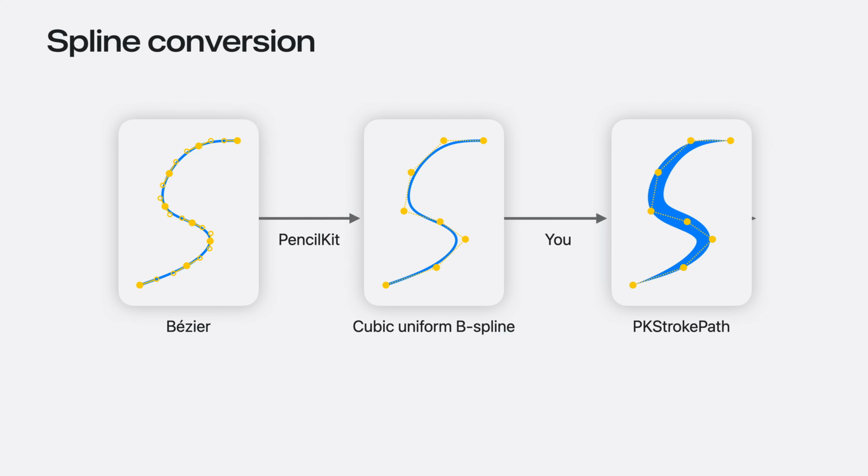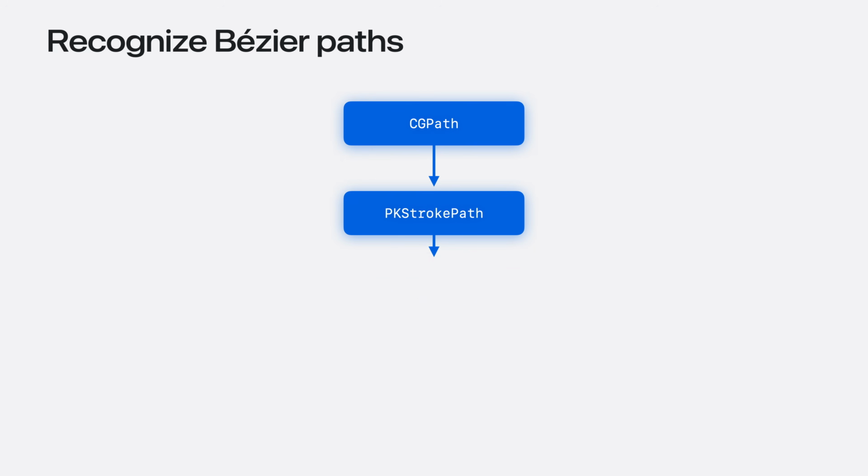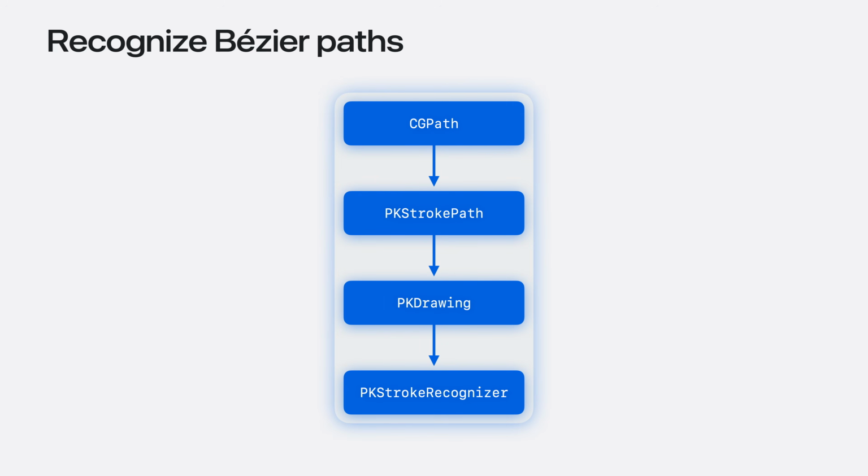When starting from PK stroke paths, converting to and back from a Bezier path will result in the same control point locations, allowing for storing PencilKit strokes in a Bezier-based format, and reconstructing without any loss of fidelity. If your app has its own canvas with strokes stored as Bezier paths, you can now convert those to PK stroke paths, build a PK drawing, and feed it into PK stroke recognizer. This makes handwriting recognition compatible with any canvas, not just PK canvas view.